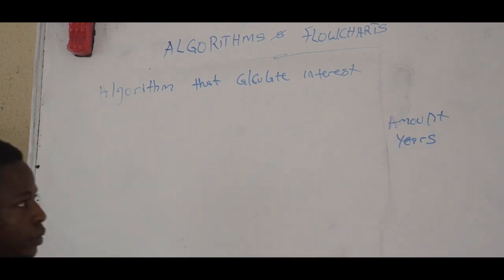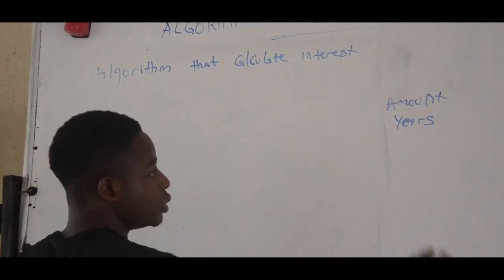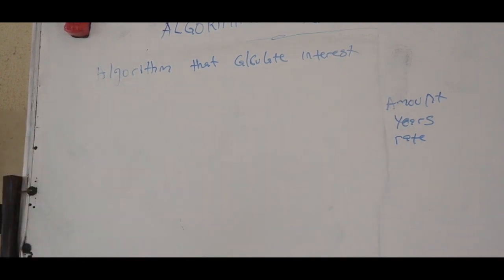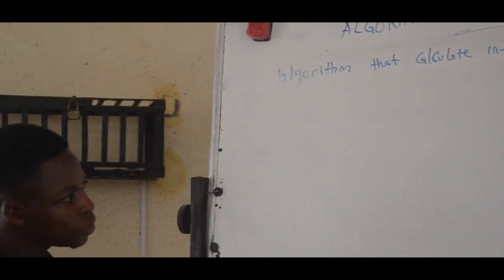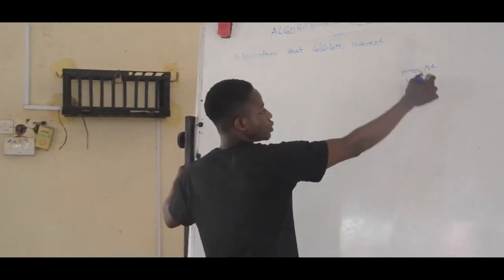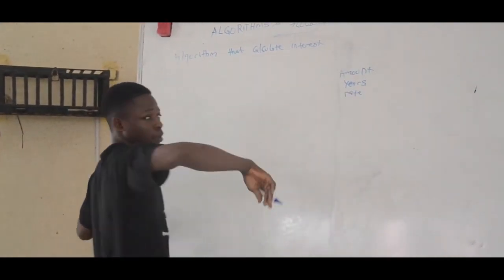Then after, you need the years, or the months. Then you still need what? You need the rate. So these 3 things are the most vital things that you need: the amount your mother is saving, the duration, and the rate the bank is giving your mother. So now, for the interest, you have to divide by 100.